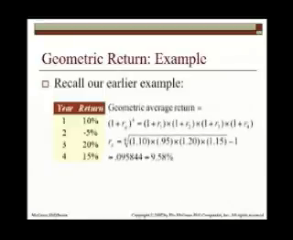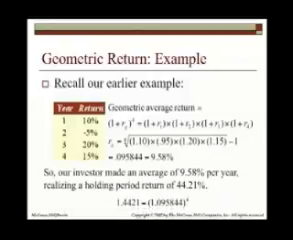We take the annual return for each year, we add 1. So basically we're calculating 1 plus a holding period return. We then take the fourth root of that product, and then we subtract 1. And you see in this case we got 9.58%. And as predicted, the geometric average is less than the arithmetic average.